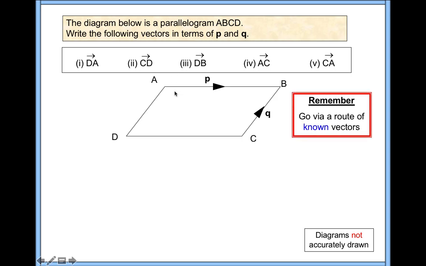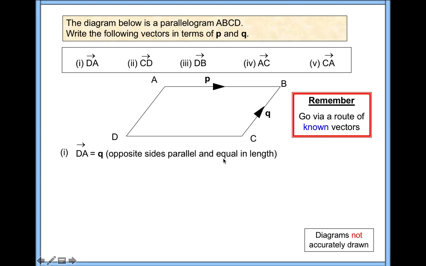And you know the rule of vectors is you always have to go via the route of known vectors. So vector DA is going to be Q because opposite sides are parallel and are equal in length. This is one of the properties of parallelograms.